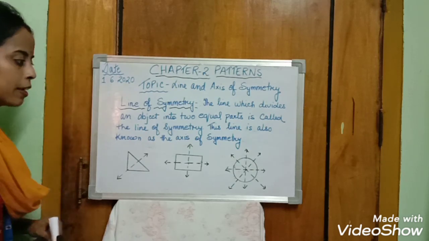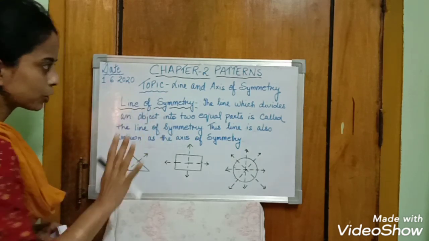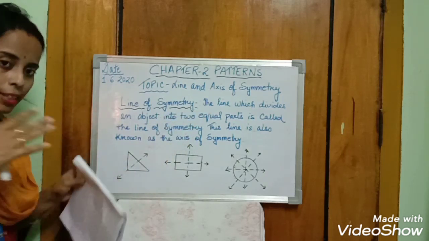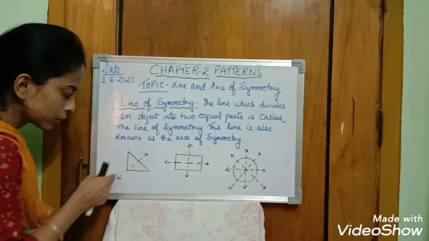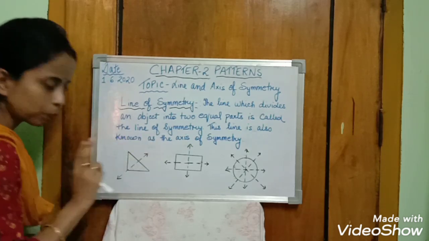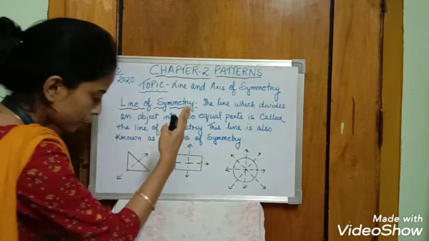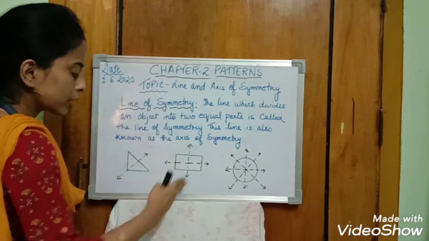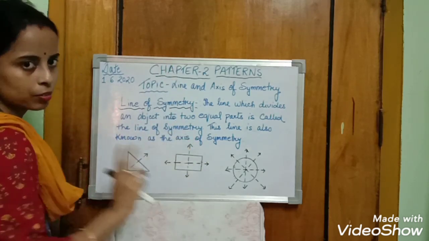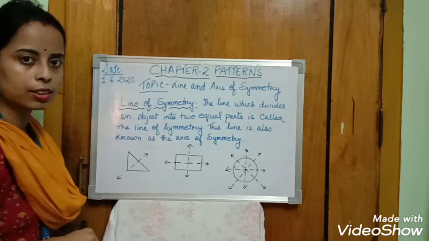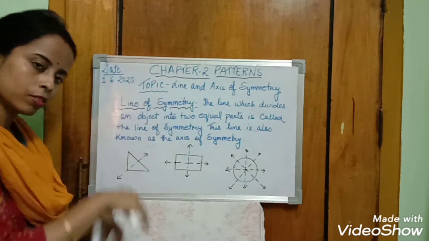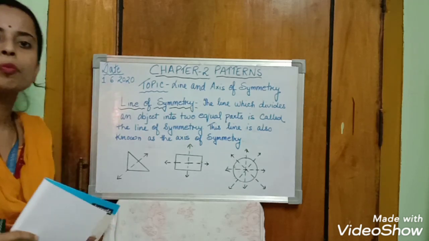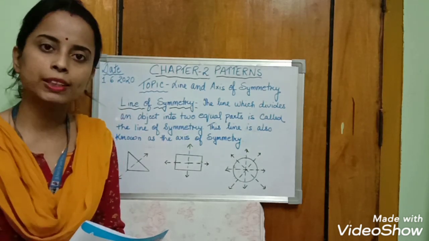Alright. Now, I hope you have understood what is line of symmetry. The line which divides an object into two equal parts is called the line of symmetry. Here you see, we have divided the triangle like this, we get two equal parts. We divide the rectangle like this or like this, vertical or horizontal, and we get two equal halves. Then the circle has infinite lines of symmetry. Now, we will learn about vertical and horizontal line of symmetry.